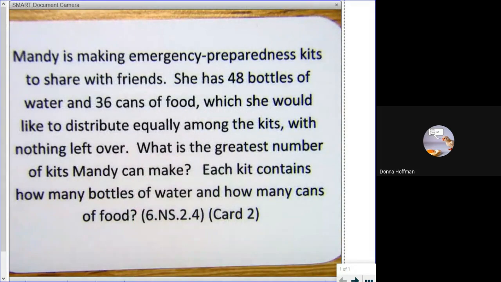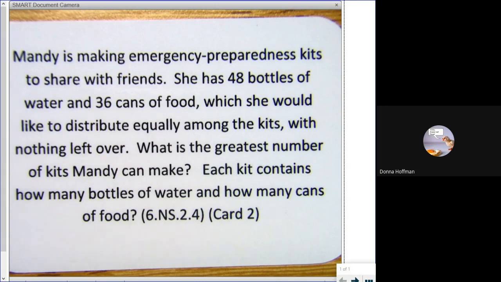Another problem. Mandy is making emergency preparedness kits to share with her friends. She has 48 bottles of water and 36 cans of food, which she would like to distribute equally among the kits with nothing left over. What's the greatest number of kits Mandy can make? Uh-oh, here comes that secondary question. Each kit contains how many bottles of water and how many cans of food? I'll give you a second, pause the video.